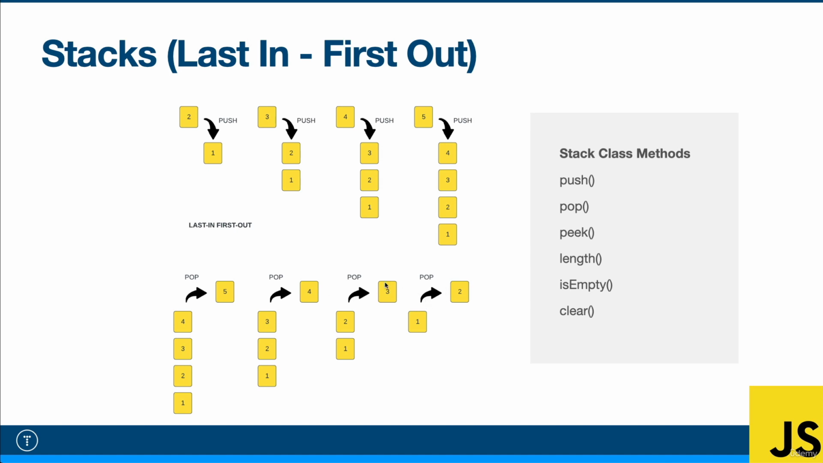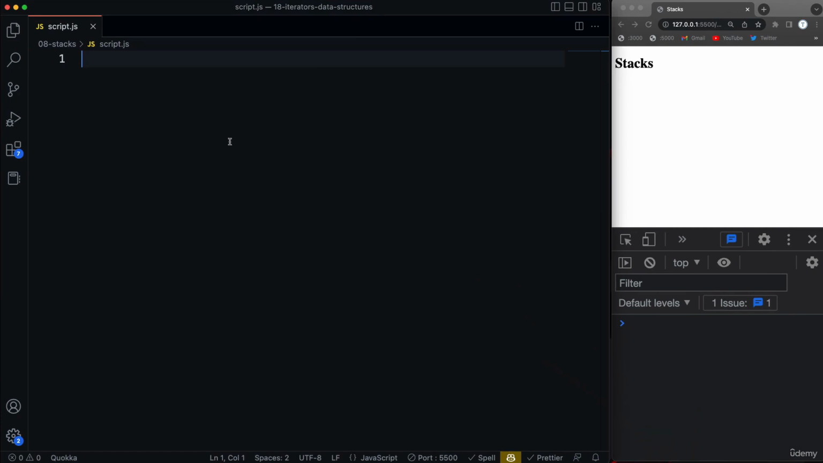All right, so the way we're going to do this is create a class that has these specific methods. So push is going to push it onto the top of the stack. Pop is going to pop it off from the top of the stack. Peek is going to allow us to look at what is on top of the stack. Length is going to give us the length of the items in the stack. Is empty will return true if it's empty, false if it's not, and then clear will clear everything off the stack.